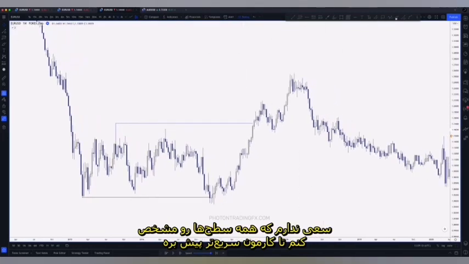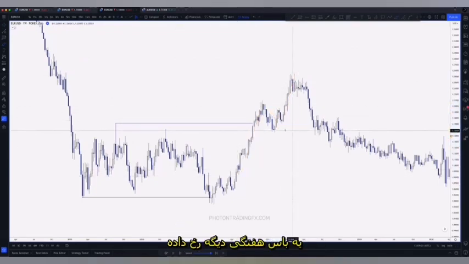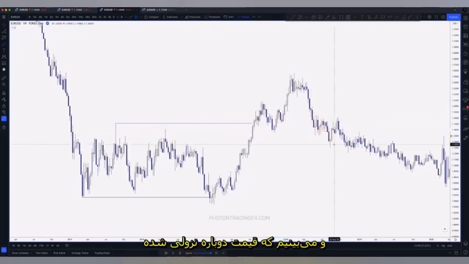Again, I'm not going to draw these all on; let's just try and keep this a little bit quicker. But essentially we break up to the upside, then we have another pullback. We get another weekly break of structure. This then becomes our swing low. As we can see, price then switches bearish again.